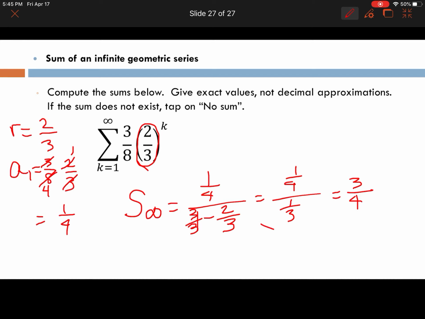So try some of these out. I would love to talk about this a little bit more, especially about the 0.999 repeating being equal to 1. And we can try some other ones like that. And that is also a way that we can take a repeating decimal and change it into a fraction.